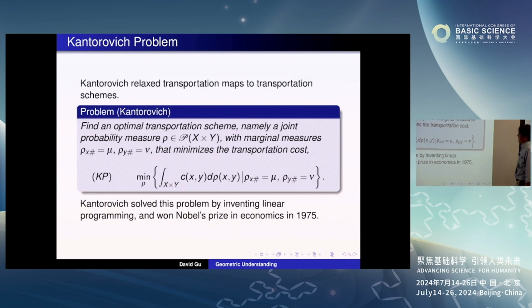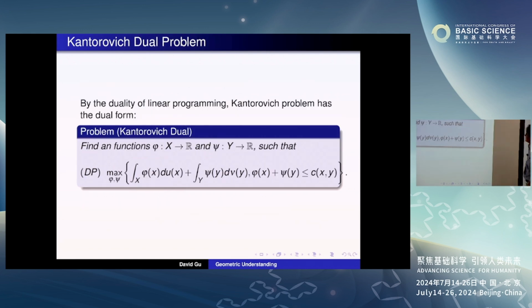Then Kantorovich relaxed the mapping to something called a transportation plan, which is a joint distribution, and made everything linear. Then he showed the existence and uniqueness of the solution. He got a Nobel Prize in economics in 1975. Then he also developed this duality principle.